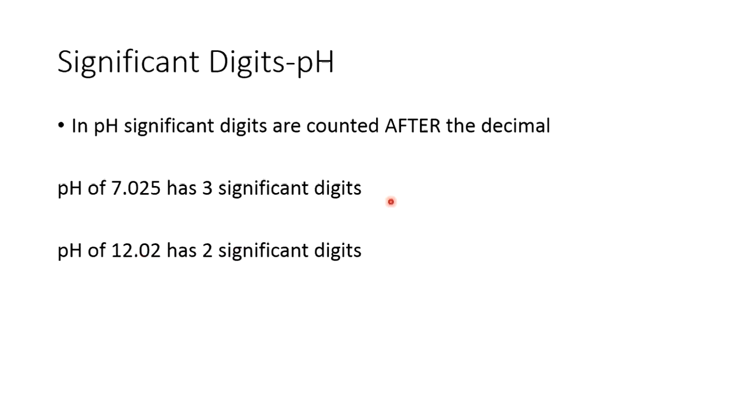The reason you count after the decimal is because the pH ranges from 1 to 14. It wouldn't make sense that, for example, a pH of 12 have more significant digits than a pH of 7. The only reason the pH is 12 is that it's basic, so it wouldn't make sense to count before the decimal point, because before the decimal point, it's essentially just how it ranks on a scale, whether it's basic or acidic. What's after the decimal point is what's important, because that shows how accurate the measurements are.